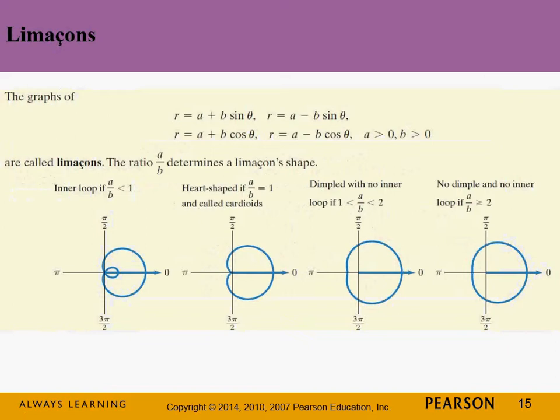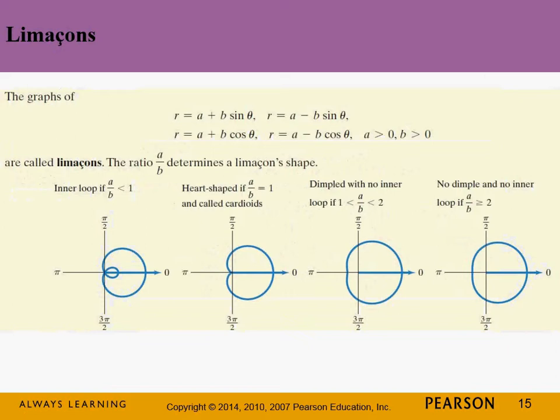If A over B gives you a value between 1 and 2, you get that little dimple. And if A over B is greater than or equal to 2, then you get kind of like a flat place, okay? But they're always going to be circle-ish, just what's happening on the end there around pi is what is interesting.